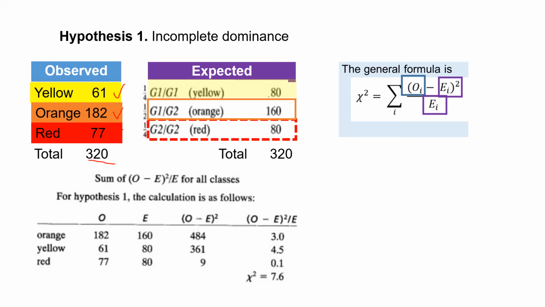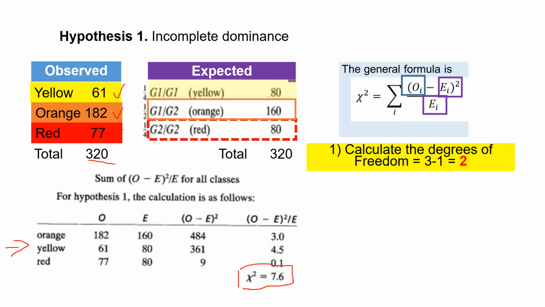Here you can check how close you were to the data, if there was a mistake. And I think the most important thing I wanted to show you is the critical value. So we calculate the degrees of freedom, and here we have three groups: yellow, orange, and red. So it will be 3, and we subtract 1, so the degrees of freedom will be 2.